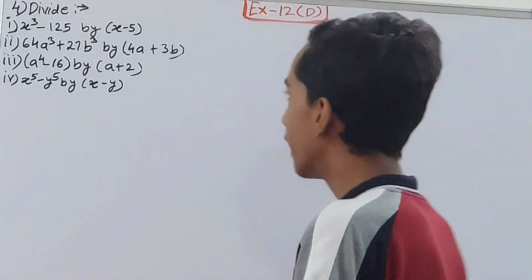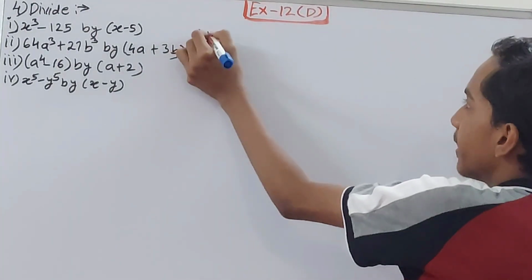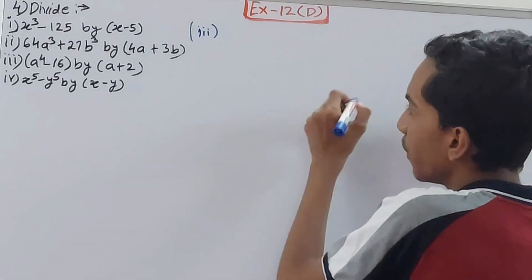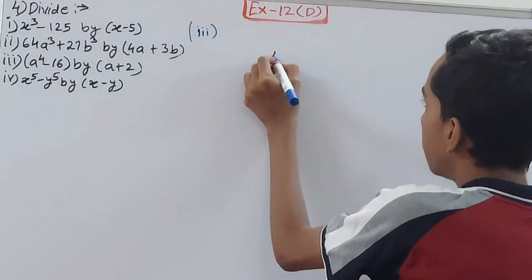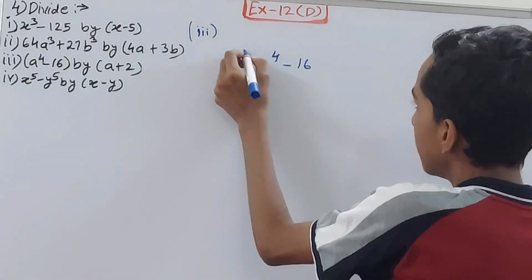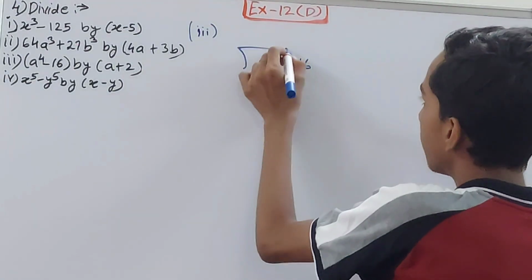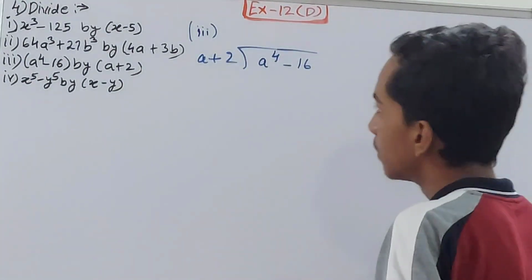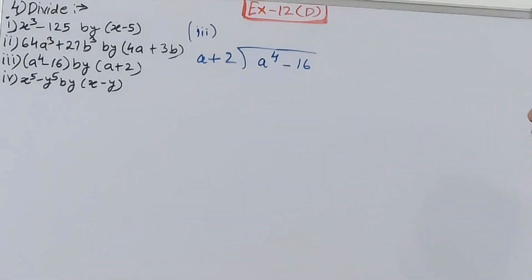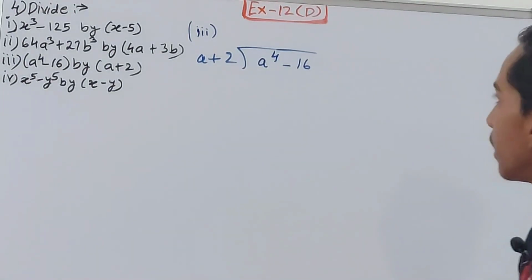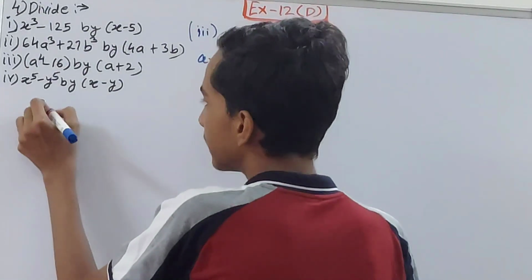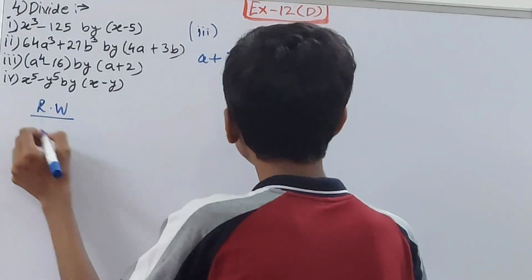Now, the third part of this one, right? What have we got here in the third one? See, A to power 4 minus 16 divided by A plus 2. Now see, you have this A plus 2 and A to power 4 minus 16. You can do it here also. The same work, the same principles and the same rules will follow.